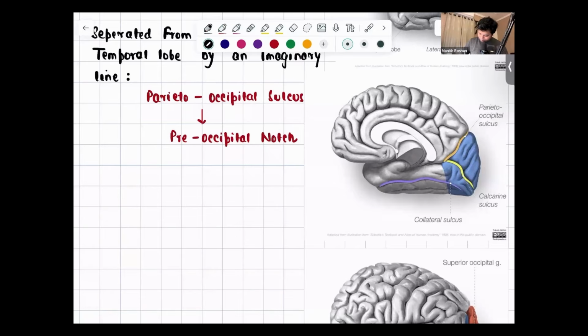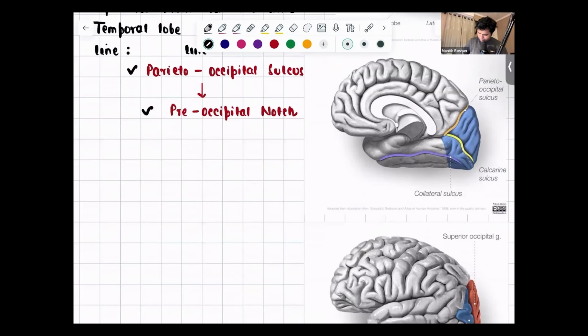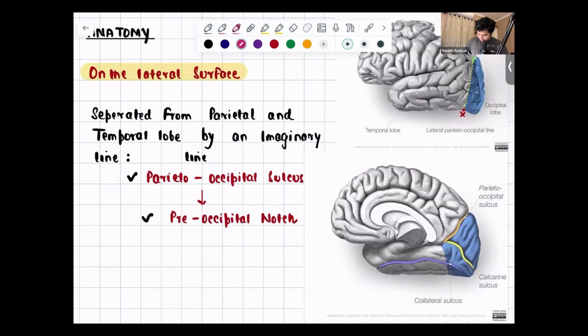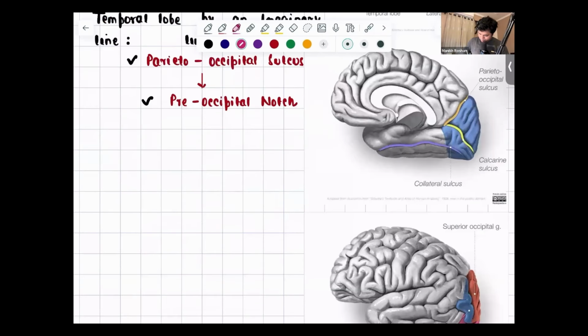Now, this is the line running from the parieto-occipital sulcus to the pre-occipital notch. This differentiates it from both the parietal as well as the temporal lobe. Posteriorly, we have the occipital pole.